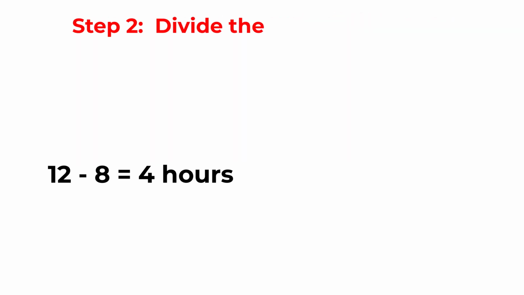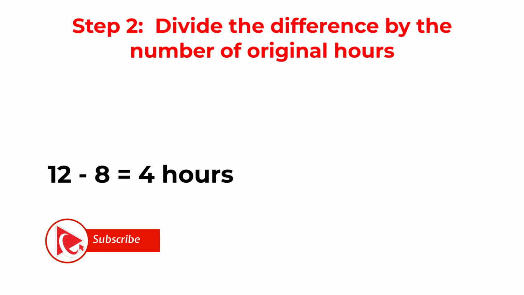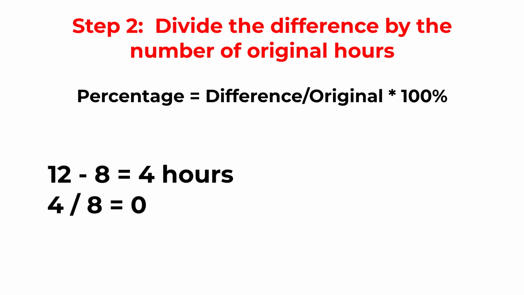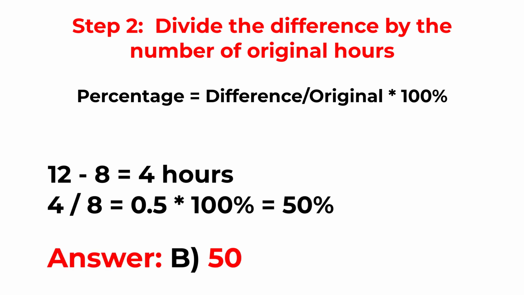In the second step, we need to divide the difference by the number of original hours, and the original hours would be project 1 hours. 4 divided by 8 is 0.5, and then we need to multiply 0.5 by 100%. So the correct answer here is choice B, 50% increase. Hopefully you've nailed this question and now know how to answer similar problems on the test.